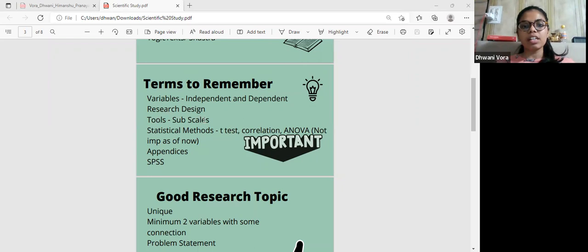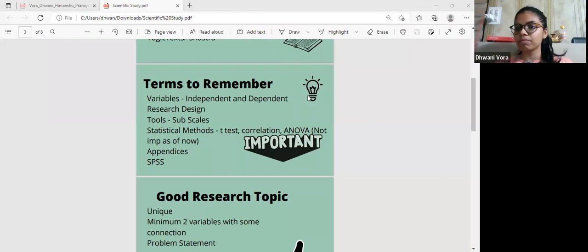We come to tools and subscales. This is mostly used in psychology actually, but since we have that thing in yoga as well in the next semester, I included that so that it becomes easier to understand when it comes next.